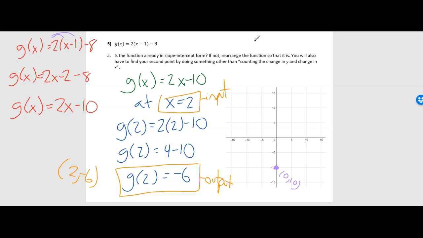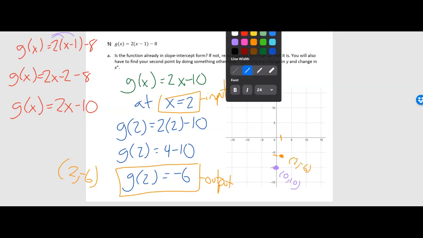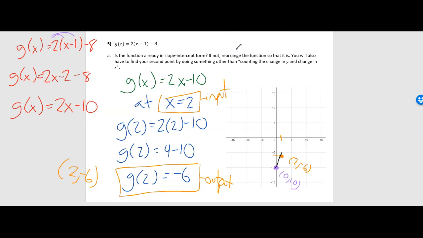So again, you're not going to know exactly where that point is, but we're just going to label it as 2 comma negative 6, so we'll be okay. 2 falls about right there. Negative 6 falls about right there. So our point should be somewhere right there. And as long as you label it 2 comma negative 6, you're fine. That will be acceptable. I'm going to draw my line between the 2 points.